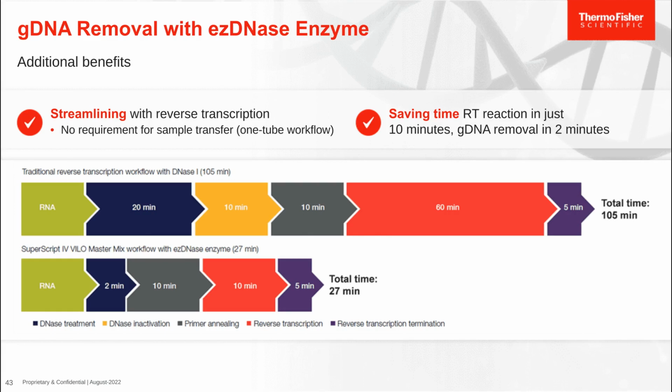Easy DNase can be provided in a single tube with your SuperScript IV One-Step RT-PCR System or the SuperScript IV VILO Master Mix for a simple one-tube workflow. Wait, did you catch that? A single tube is used. Then a gentle 2-minute gDNA removal step and an RT reaction in just 10 minutes, bringing your total time to 27 minutes versus 105 minutes with the traditional method. Very streamlined and completely a time saver for this part of your experiment.